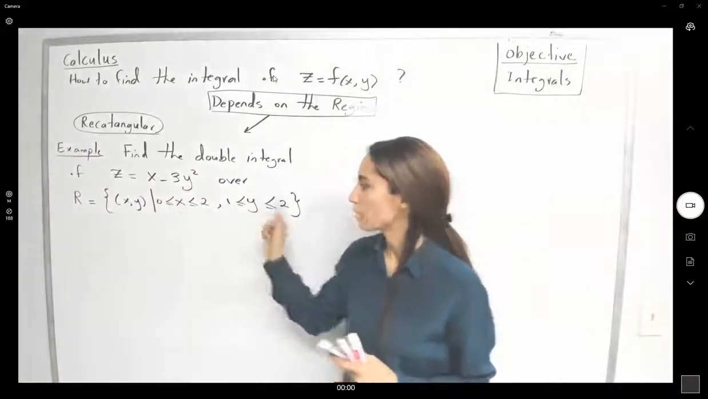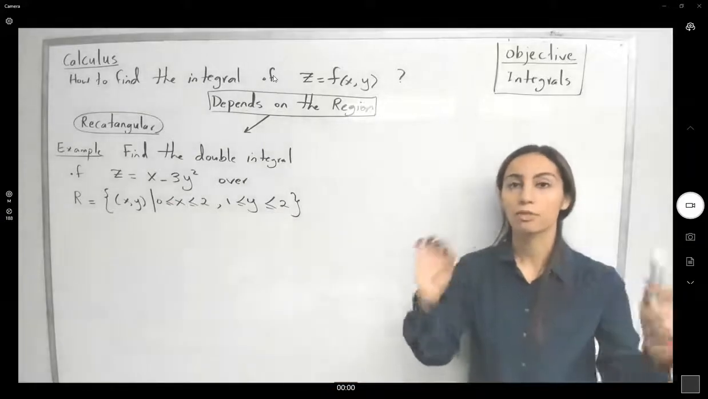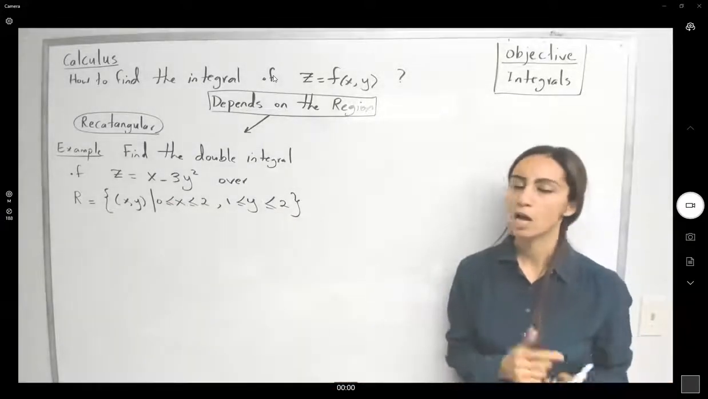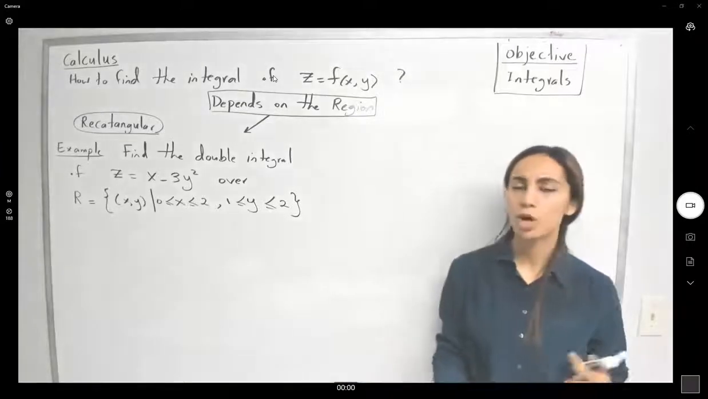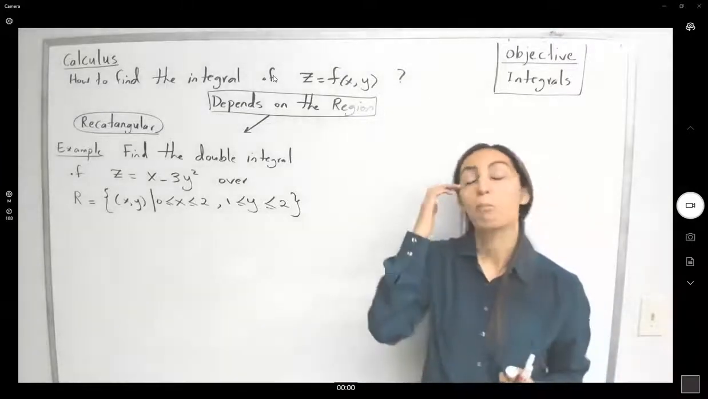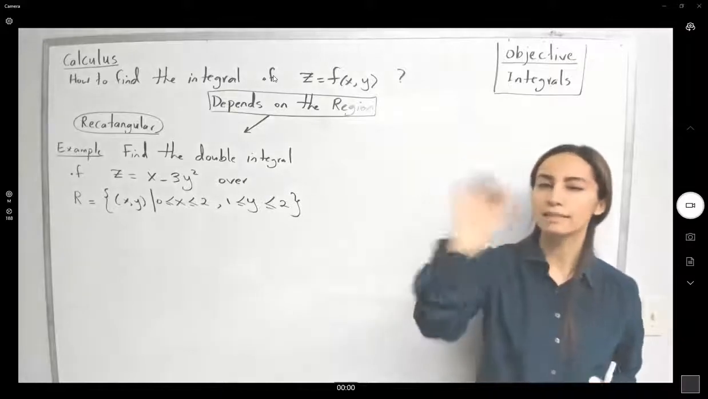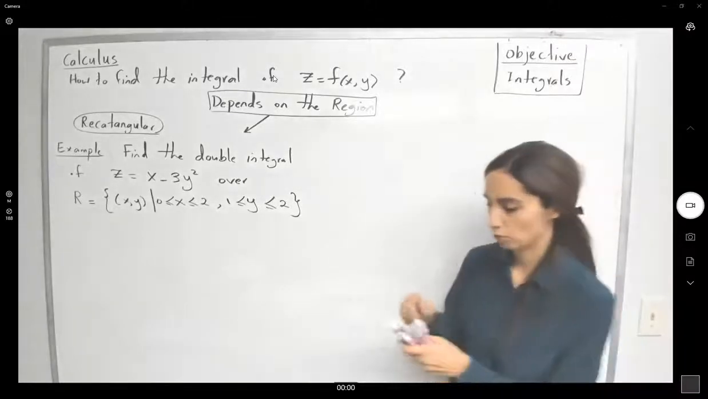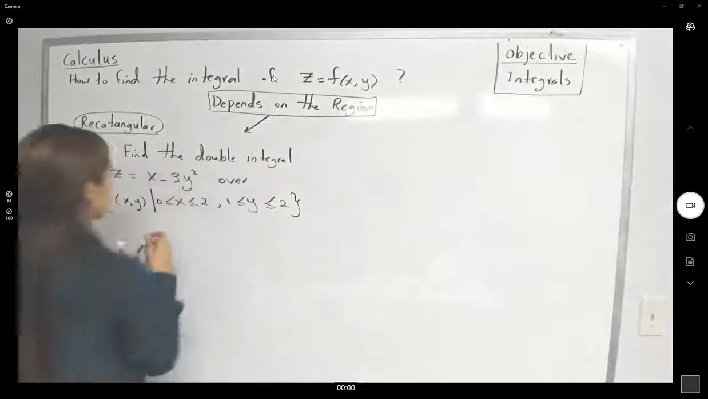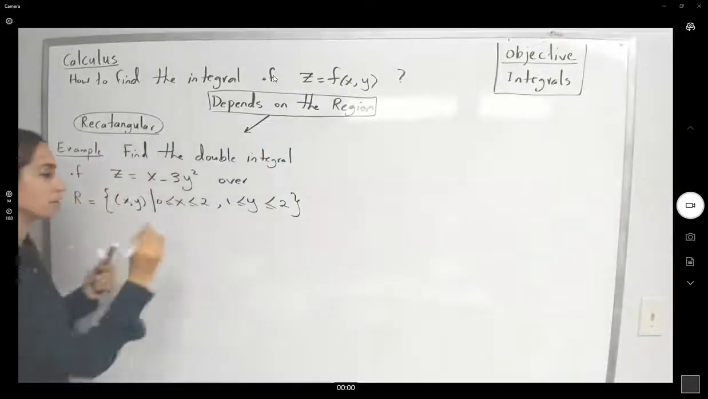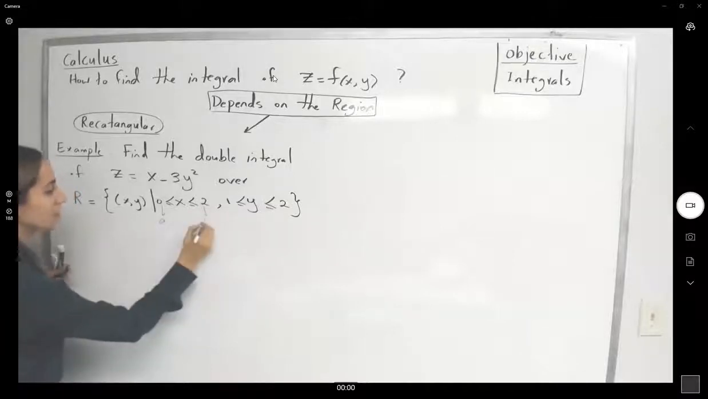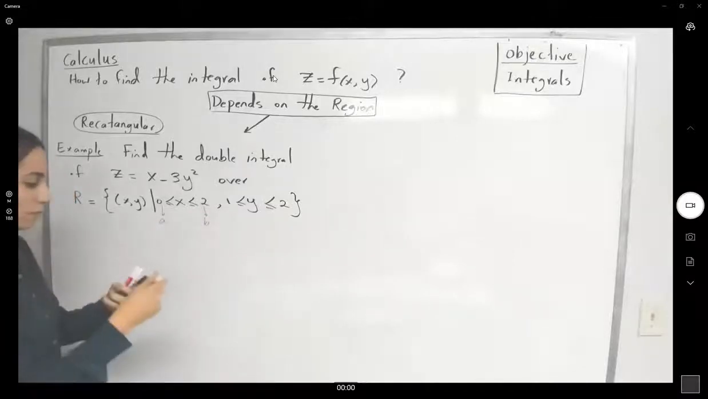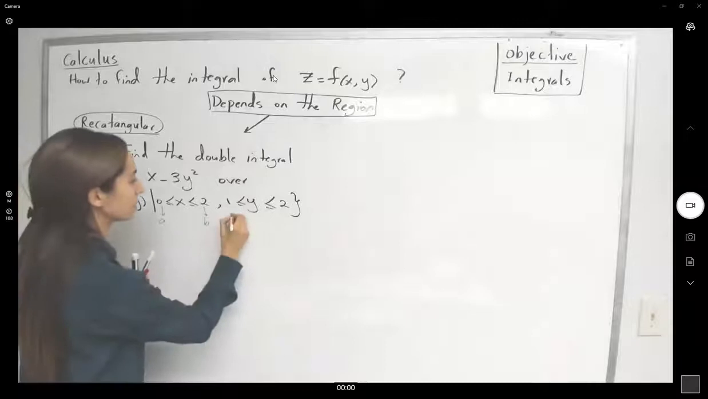The boundaries for x and y are both fixed numbers. It doesn't matter if you take the integral with respect to x first or with respect to y. Both of them give you the exact same number. So this is my C and D. I'm going to use different colors. This is my A and B, then these are my C and D.